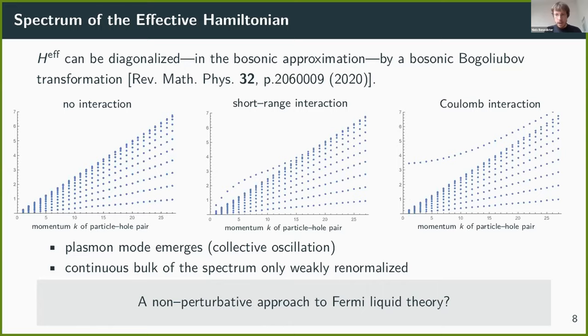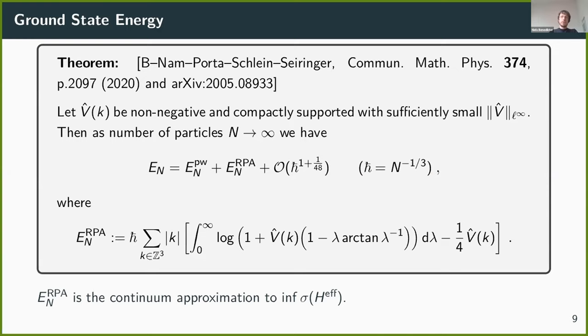Now, this was a lot of ideas. I just want to show you one rigorous result to conclude. So one rigorous result we have is the ground state energy, which we can get rigorously by this procedure, at least if the interaction is not too strong. And we find that the ground state energy is given by Hartree-Fock theory plus a new term that comes now from the bosonization, which is this big formula written down here. Now, that maybe looks like a big long formula, but in reality, it's really just a continuum approximation to the infimum of the spectrum of the effective Hamiltonian. So Hartree-Fock theory is the leading order, and then bosonization is the next order. And okay, that's one thing we can do rigorously.